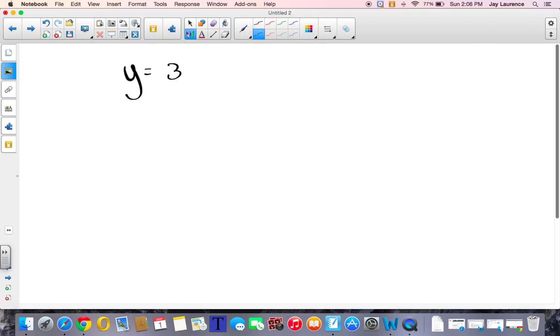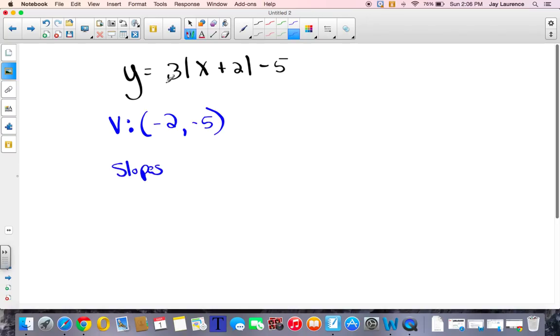All right, let's go y equals 3 times the absolute value of x plus 2 minus 5. And the first thing we did was find the vertex. We get that by changing the sign here, so taking the -2, and then -5. And then we find the slopes, right? The first slope would be 3 over 1, and the second slope would be 3 over -1. And then all we did was graph. And we end up getting a V-shaped graph.